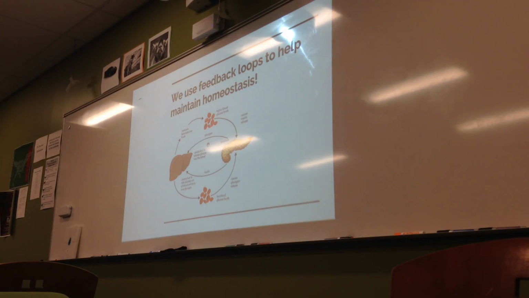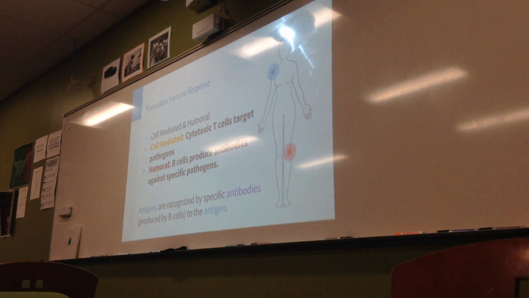Feedback loops help us maintain homeostasis. A really good example of a classic feedback loop is the release of insulin by the pancreas in response to glucose levels in the blood.